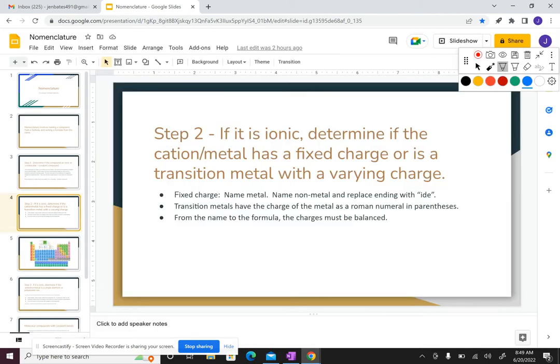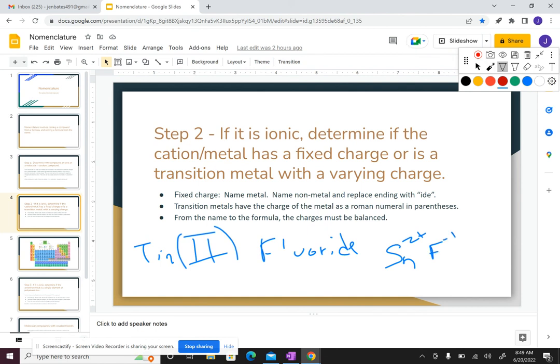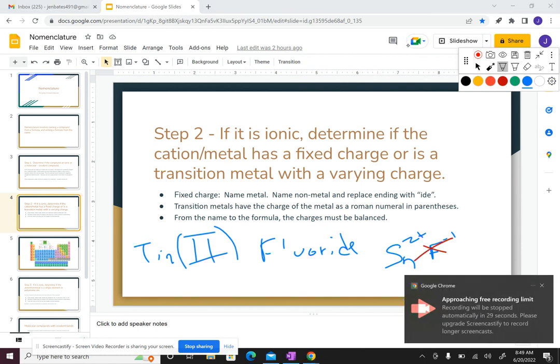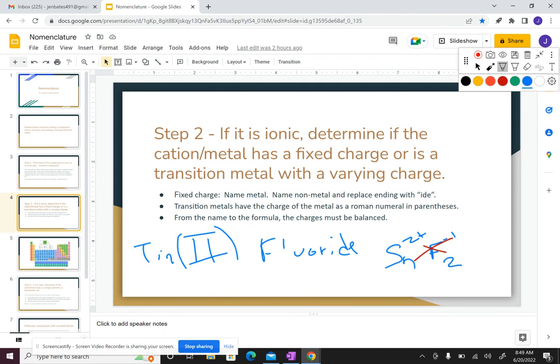Okay, so let's do an example of when we're given a name and we have to come up with the formula. Let's do tin 2 fluoride. For this, we write the name or the symbol for the metal, and we know that has a 2+ charge. And then we write the symbol for the nonmetal, which has a -1 charge, and then we crisscross. So it's going to be tin F2. So SnF2.